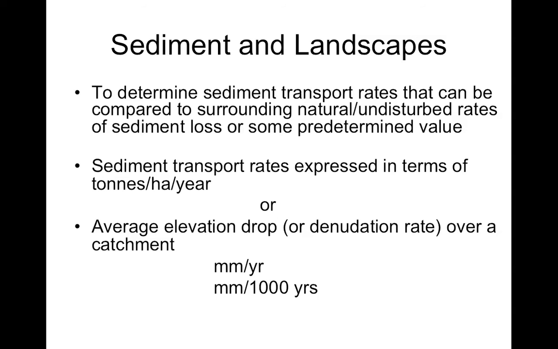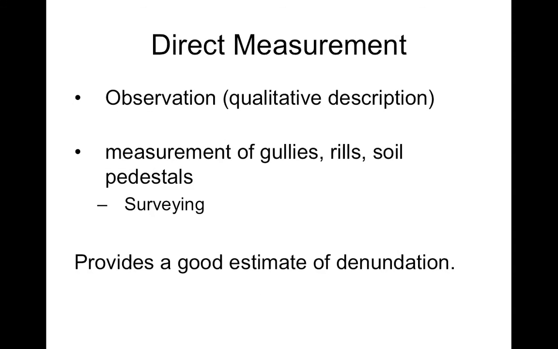For example. So sediment transport rates are often expressed in terms of tonnes per hectare per year, right? A mass per unit area per unit time, or in terms of an average elevation drop, right? So the change in height per year or per 1,000 years, for example. And we can do these using direct measurements, right?